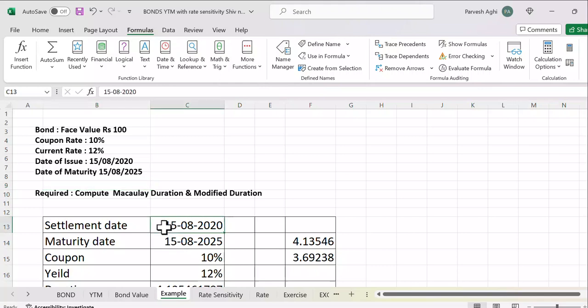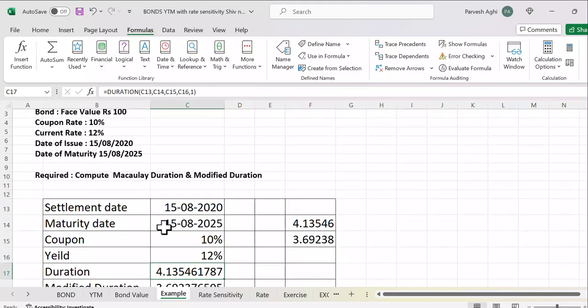Okay, fine. So a bond's face value is 100 rupees and the coupon rate is 10%. The current rate is 12%. The bond face value is 100, the date of issue was 15/8/2020, and the date of maturity is 15/8/2025. So I just put this into the boxes: settlement date, maturity date, coupon rate, yield rate. Now we come to duration. If you use a formula to find it, it is basically using all the numbers.